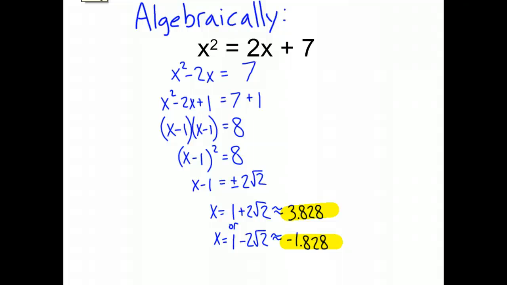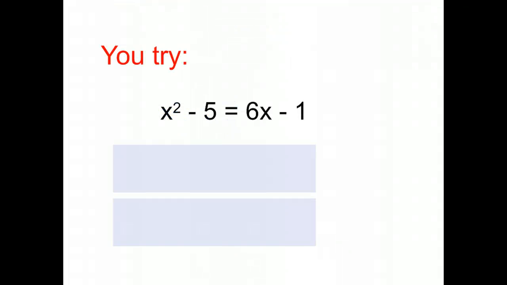Now your turn to try it out. Okay, x squared minus 5 equals 6x minus 1. This is where you pause the video because in just a moment I'm going to reveal the solutions.